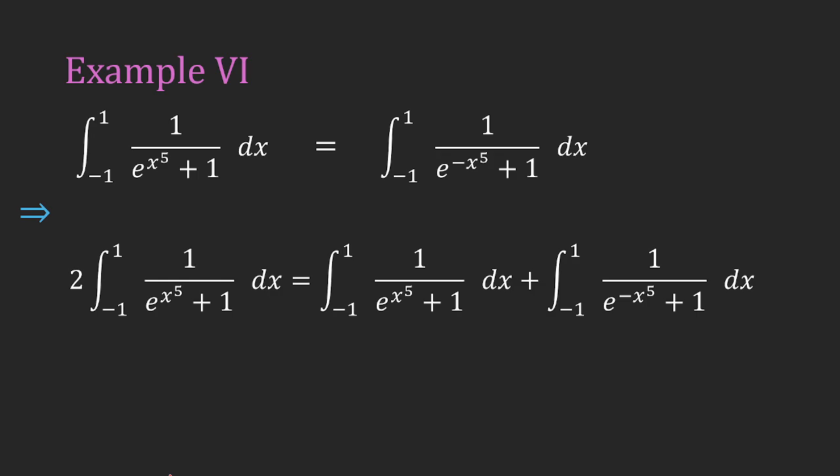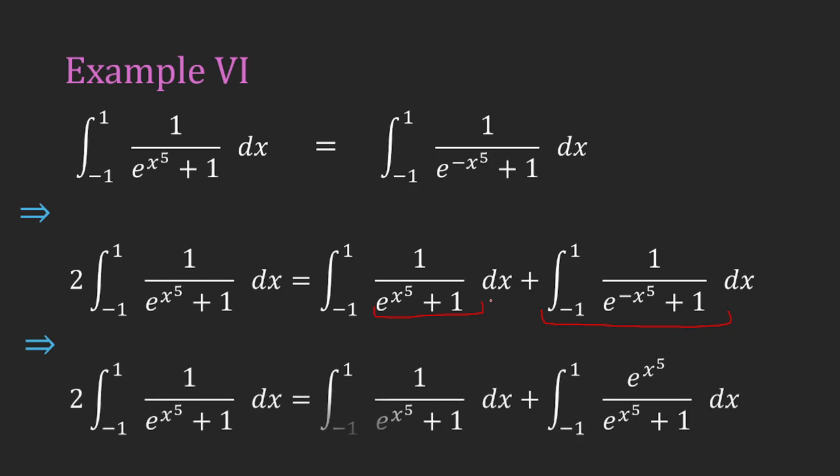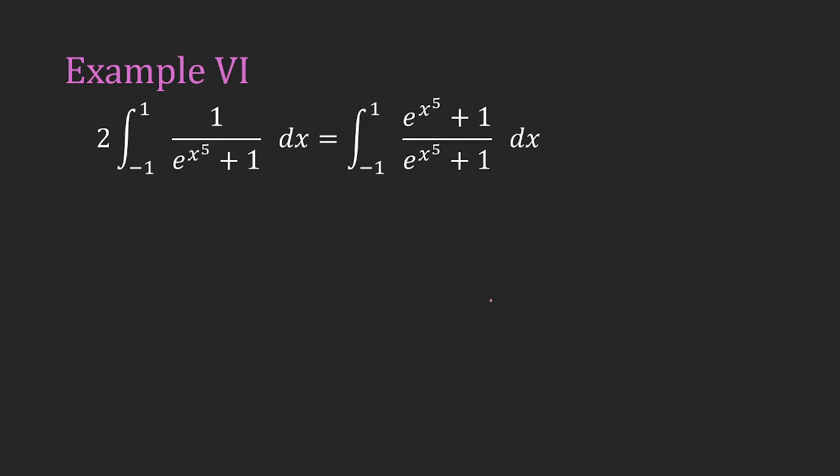And the goal here is to combine these under one integral operator. And how we'd do that is to get the right-hand side, this integral right here, to have the same denominator as over here. And we can easily do that by simply multiplying that integral by e to the x to the 5th in the numerator and denominator. Notice now these have the exact same bounds. They have the exact same denominator. We can combine them into one integral.